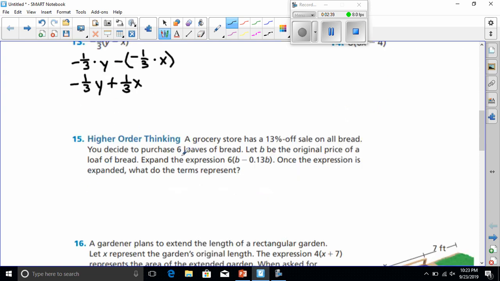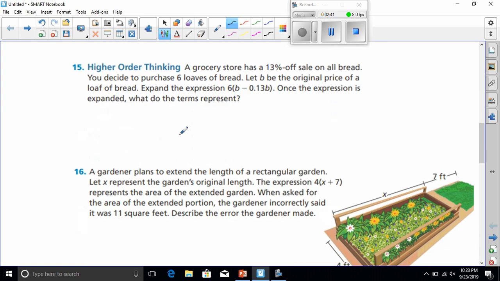Now, 15 is a higher order thinking question. A grocery store has 13% off the sale of all bread. You decide to purchase 6 loaves. Well, that tells me right there that the original cost of the bread is going to be 6 times b, because b is the original price. So, original cost.